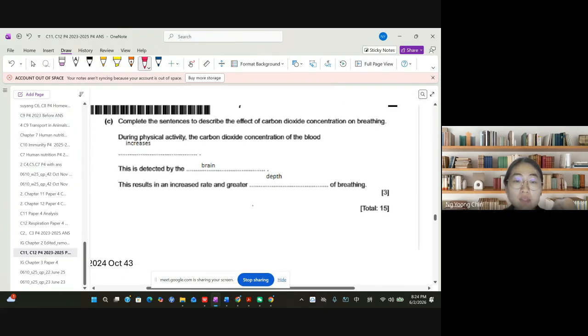Okay. This one: during physical activity, the carbon dioxide content of blood increases, and this is detected by the brain. Yeah. So it will increase the depth of breathing.